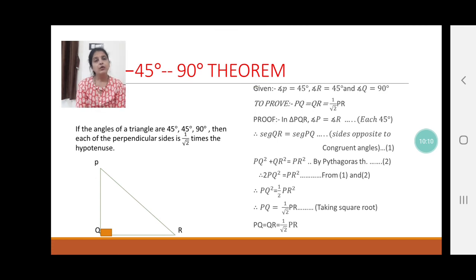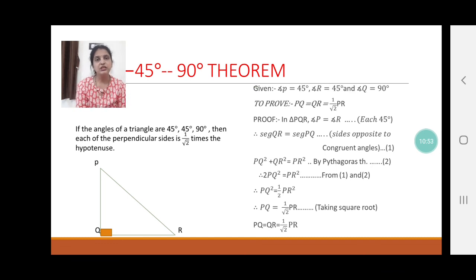Now as it is a right angle triangle, we apply Pythagoras theorem. So PQ square plus QR square is equal to PR square. Now in place of QR I can substitute PQ. So it will be 2 PQ square is equal to PR square. Now PQ square will be equal to 1 upon 2 PR square. After taking the square root, PQ is equal to 1 upon root 2 PR. Now PQ is equal to QR. So PQ is equal to QR is equal to 1 upon root 2 PR.